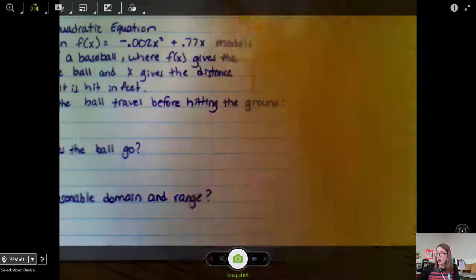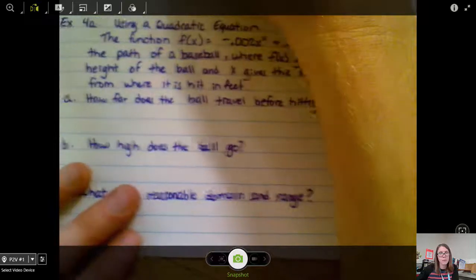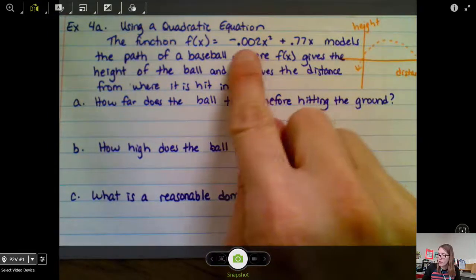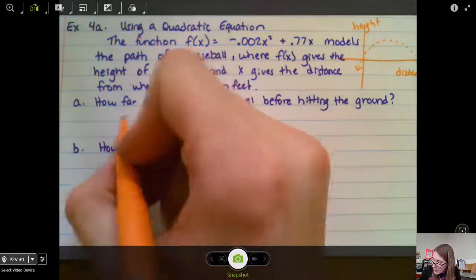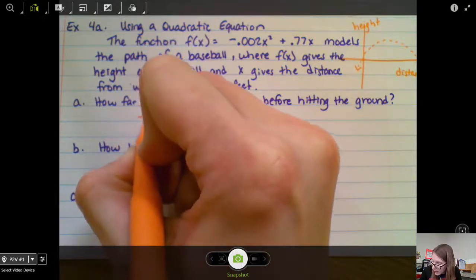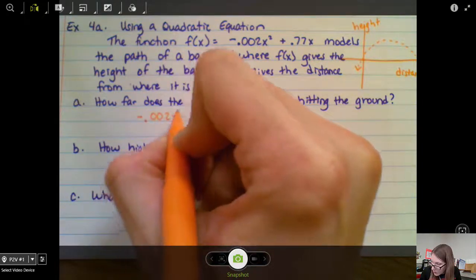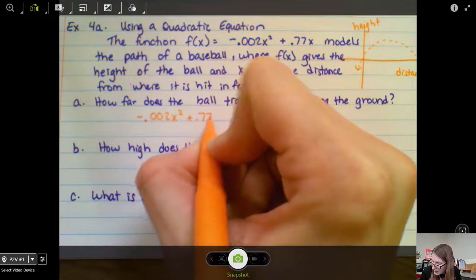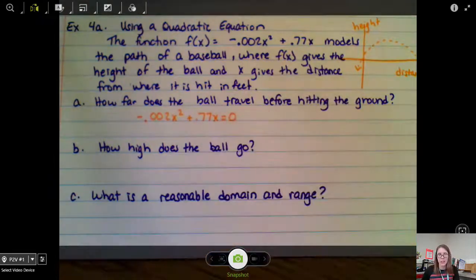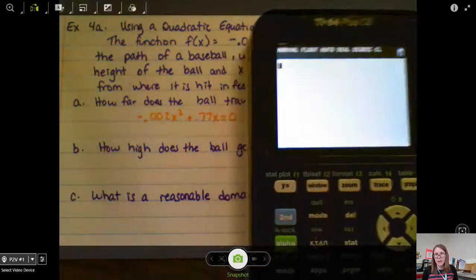I want to find when my function equals 0. So I really need to solve this quadratic equation. Negative 0.002x squared plus 0.77x equals 0. And I don't know about you, but I don't exactly want to try factoring this. Maybe it's not as painful as it looks, but I don't really want to try this. What we could do, though, is to graph. Let's go on our calculators.